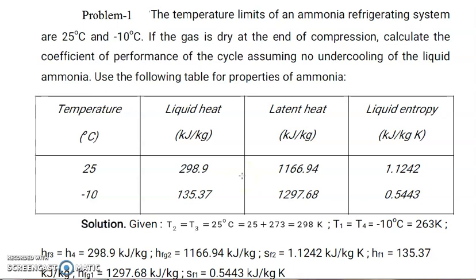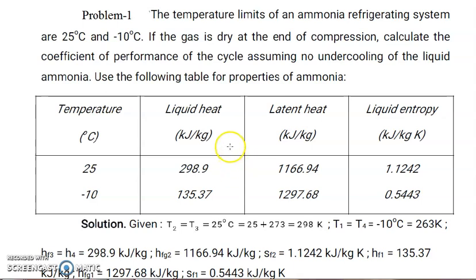Here I want to say some points. If in the question the refrigeration table is given, meaning properties are given in the question, it is mandatory to use the data given in the question. If the question is silent about the properties of that refrigerant, then we have to use the refrigerant table. So here, fortunately, data is given in the question, so you have to use this data.